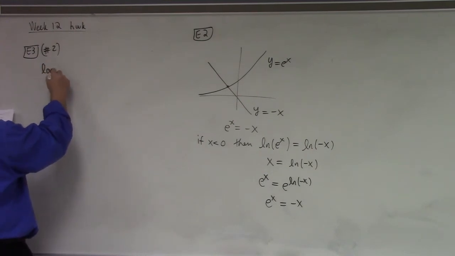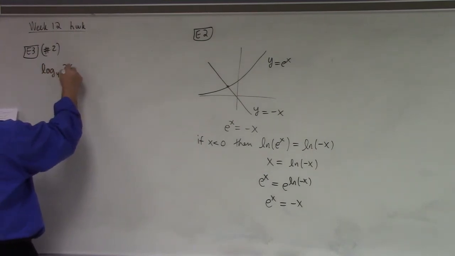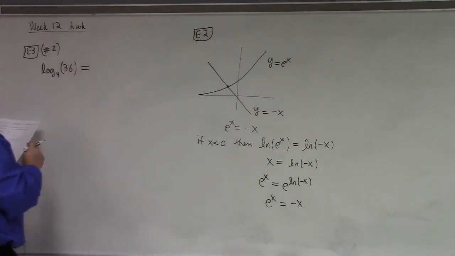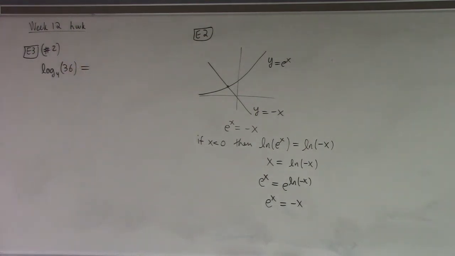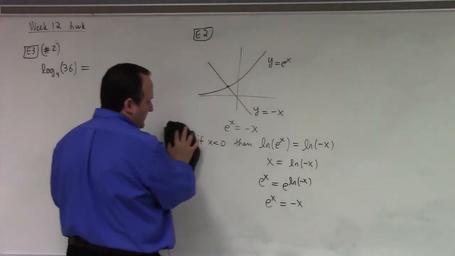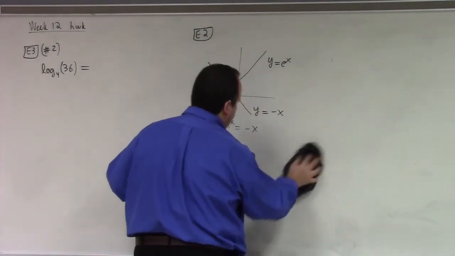And here it is. For me, it looks like this. Log base 4 of 36. We're supposed to rewrite this in terms of natural logs. How should we do that? Can you guys tell me? How do you rewrite log base 4 of 36 in terms of the natural log?